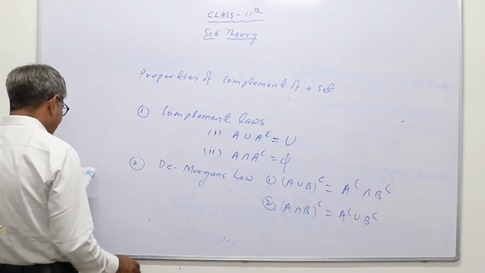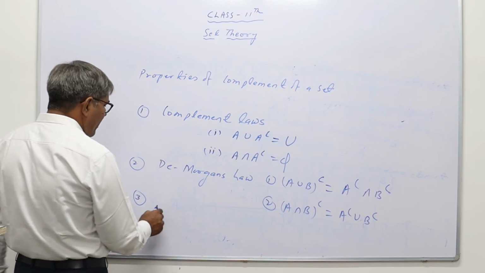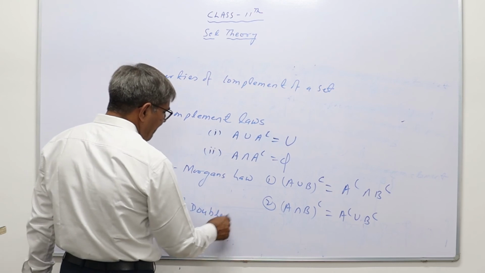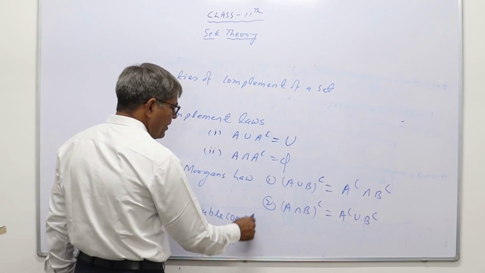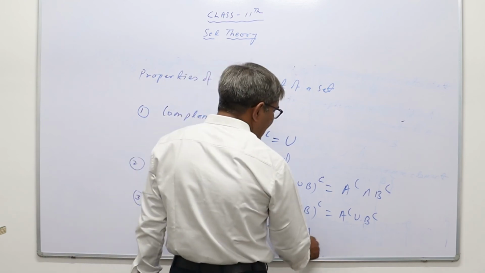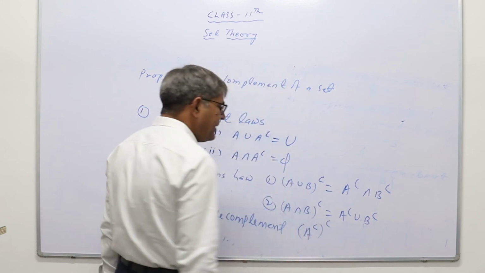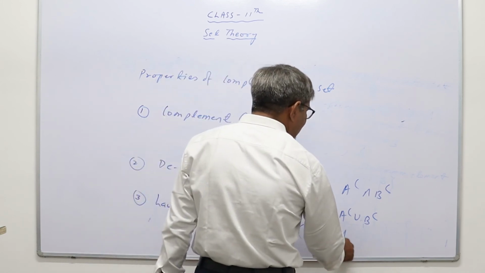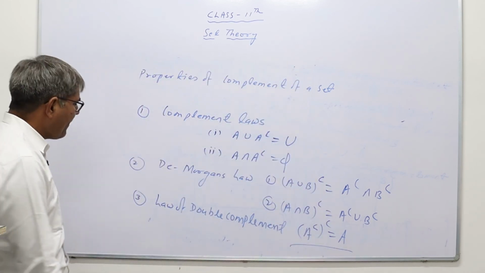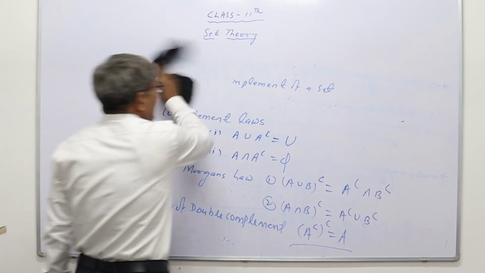Now the third one, law of double complement. Law of double complement means, if we have a given set A and we find the complement of its complement, then it will always be equal to the given set. This property is known as the law of double complement.